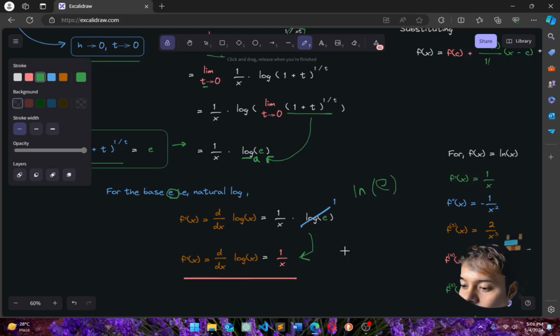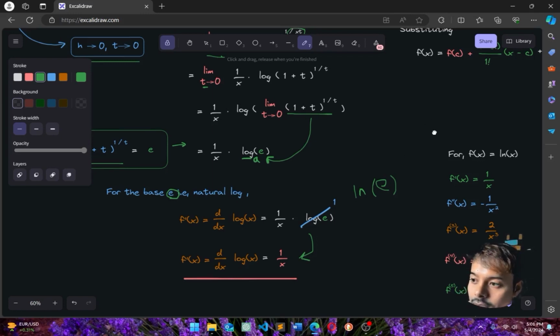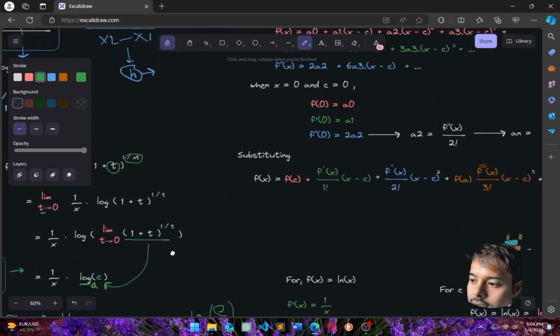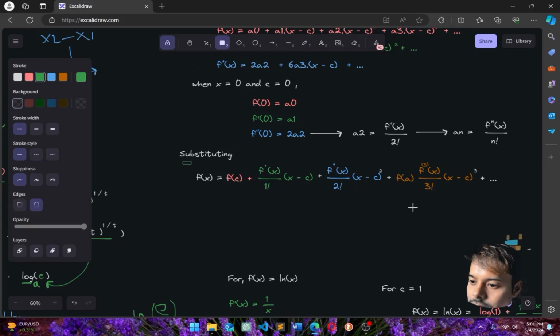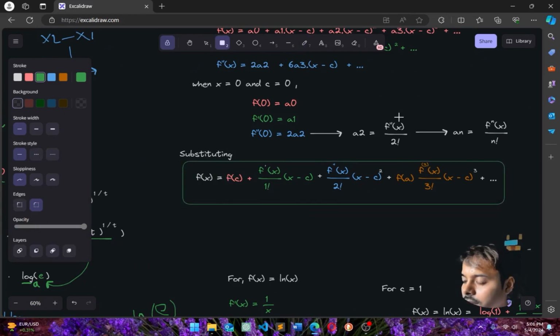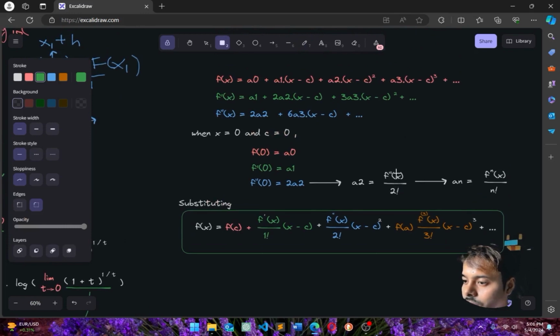Now why are we using this? It's because we need this derivative in the Taylor expansion. So what is the Taylor expansion? This is the Taylor expansion. How did we get the Taylor expansion? We derived this Taylor expansion by the power rule.